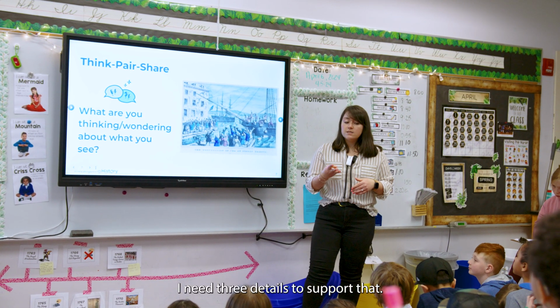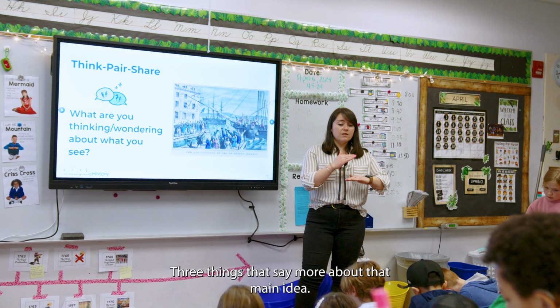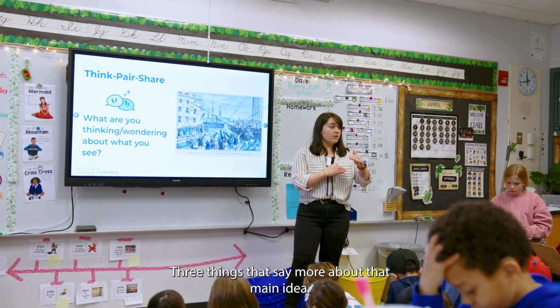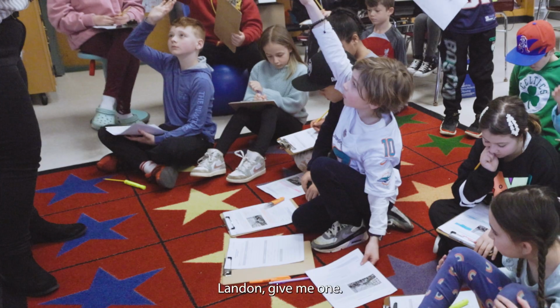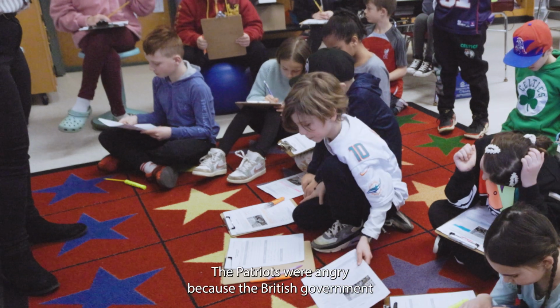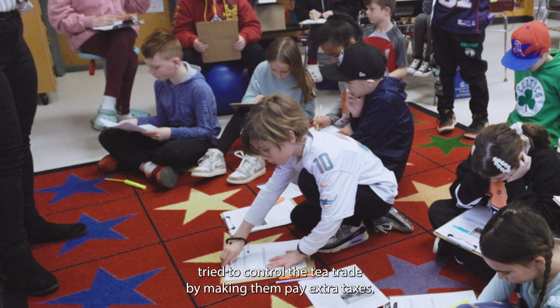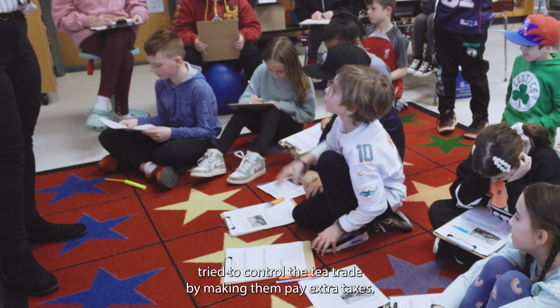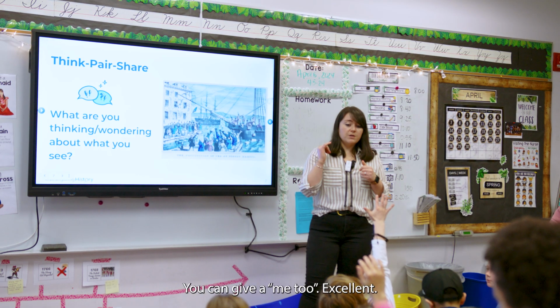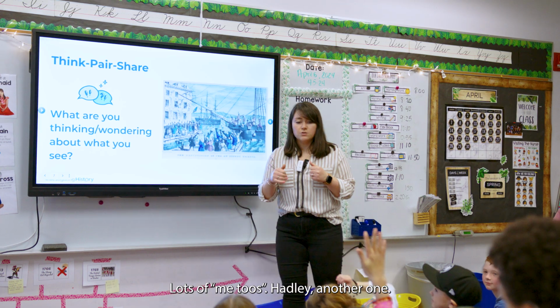I need 3 details to support that. 3 things that say more about that main idea. Landon, give me one. The Patriots were angry because the British government tried to control the tea trade by making them pay extra taxes. Do we agree with that? You can give me a me too? Excellent. Lots of me too's.